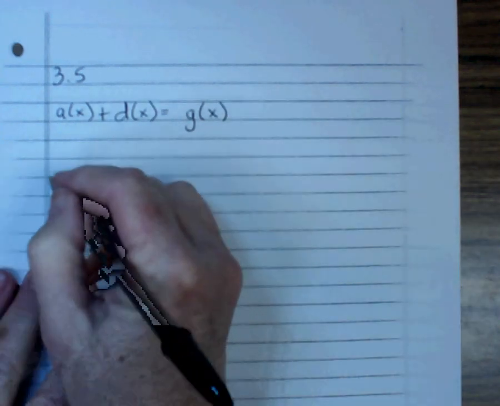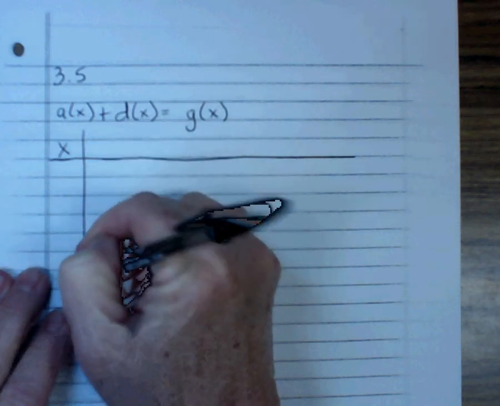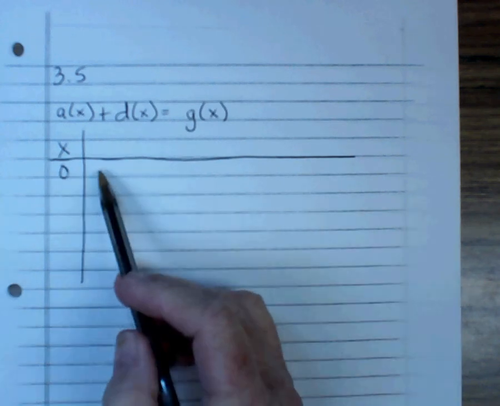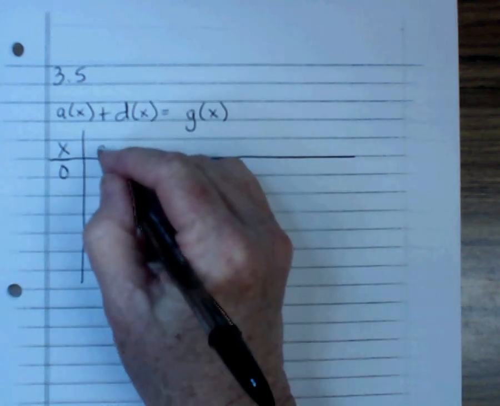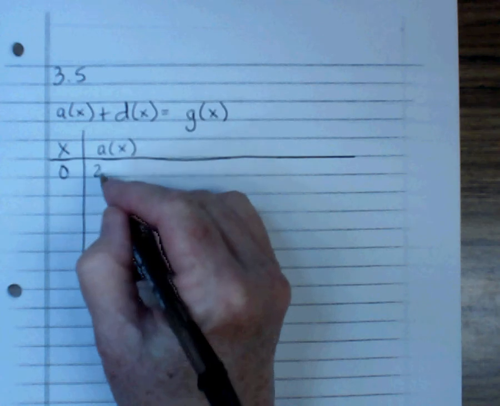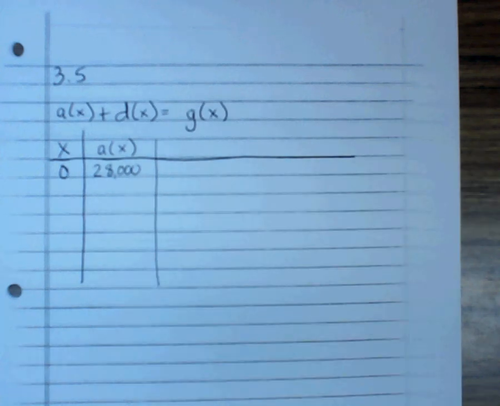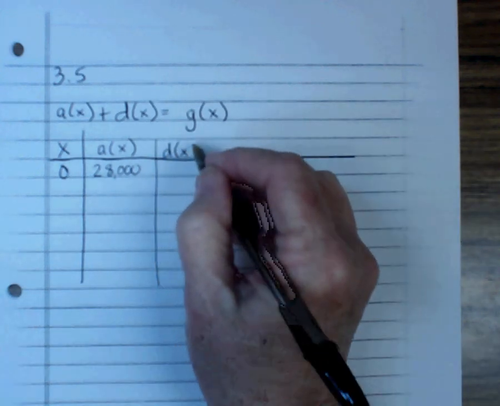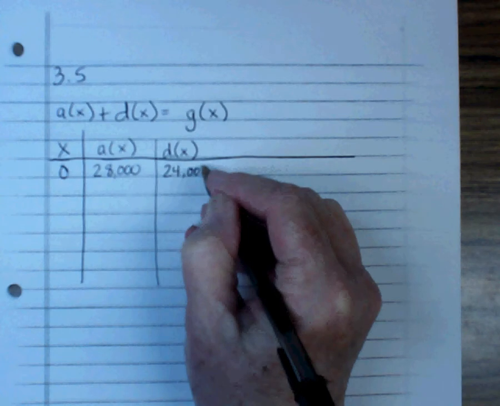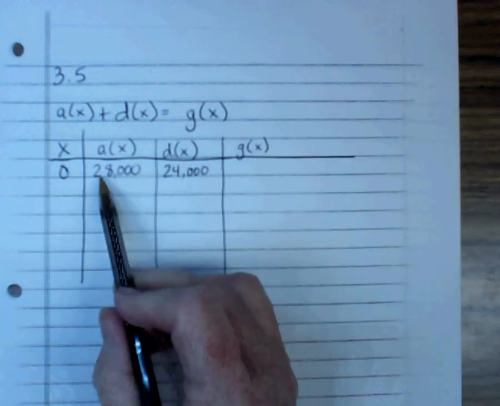So I'm going to make a table here. x is our minutes, that's the independent variable. And we know when x is 0, the value for a of x, at the beginning, Allie had 28,000. And Dane, that's the value for d of 0, had 24,000. So at time 0, the total amount of water in the pool was 52,000.